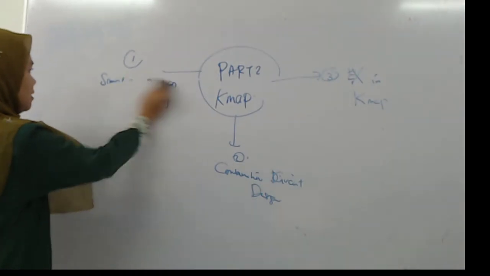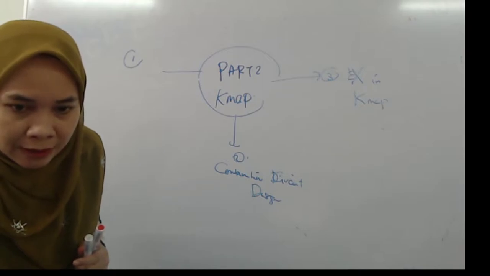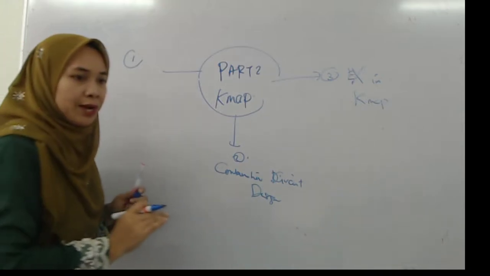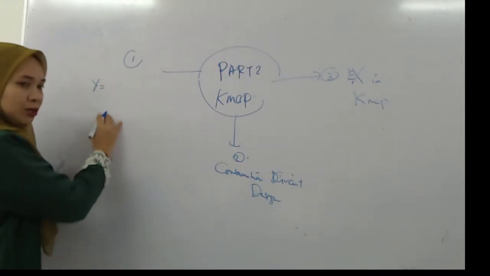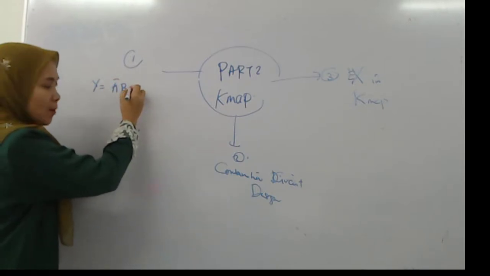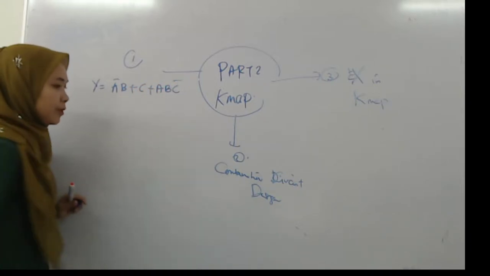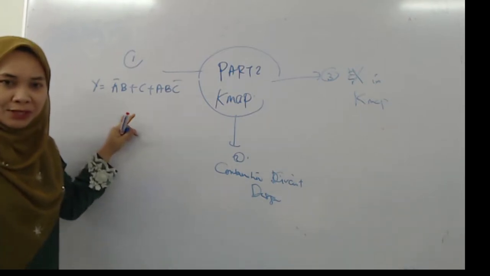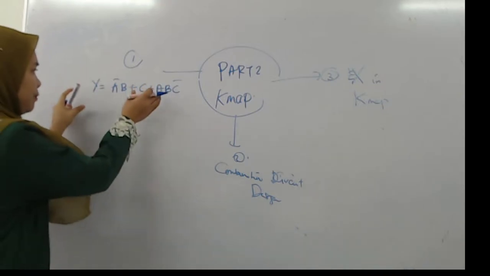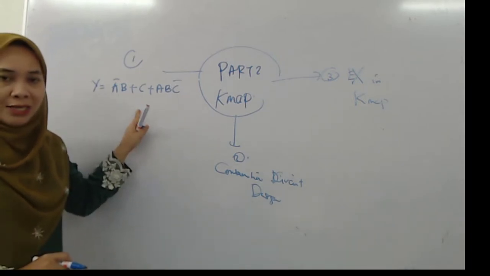Alright, boleh Madam padam kat sini? Okay, boleh? Alright, nampak dengan jelas? Alright, so one of the example dekat page number 31 adalah Y equal to not B, not A B, or kan dengan C, or kan dengan A B not C. So we got this Boolean expression, and how we use this one to simplify using Kmap. We have Boolean expression, and then we have to place all the digit logic inside the Kmap.